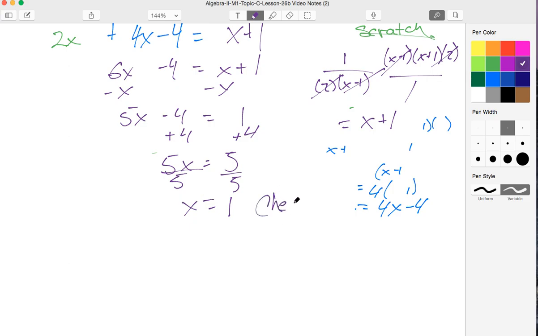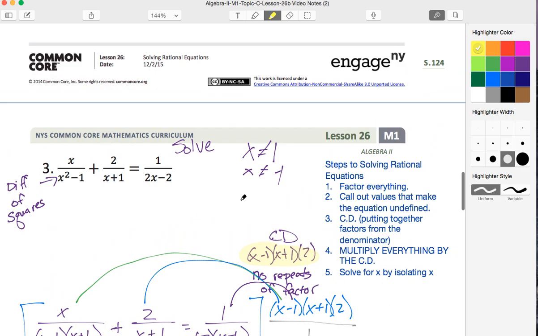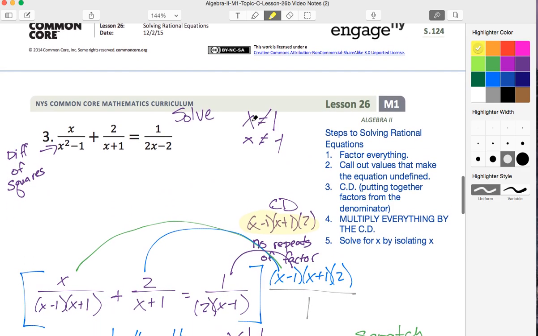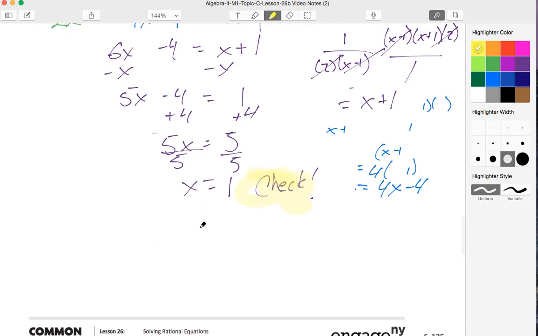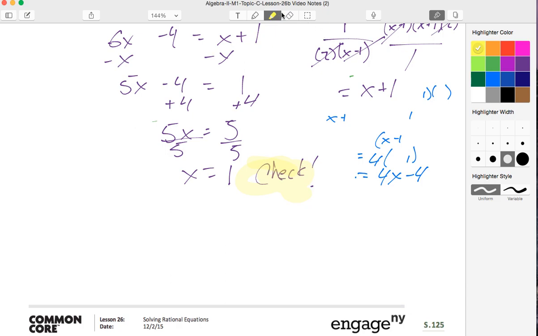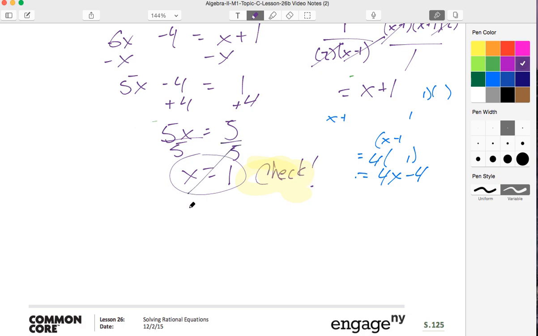Now I check. Did you highlight it? Did you highlight this and remind yourself to check your answers once you got a solution? Check. Can this be part of my solution? No, it says x cannot equal 1, otherwise the world blows up. I mean, the expression is undefined and the equation is undefined. So now, to show us that you see that x equals 1 is extraneous, you can cross this off, and then you can write no solution.